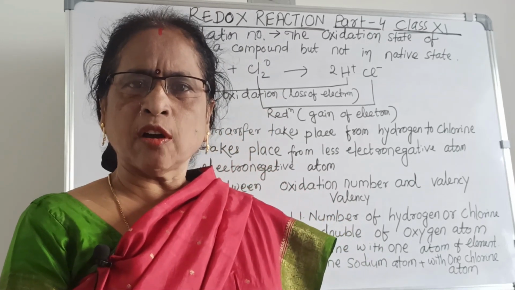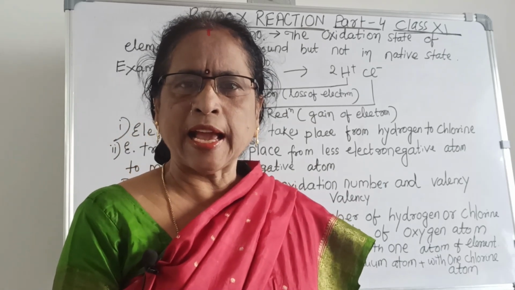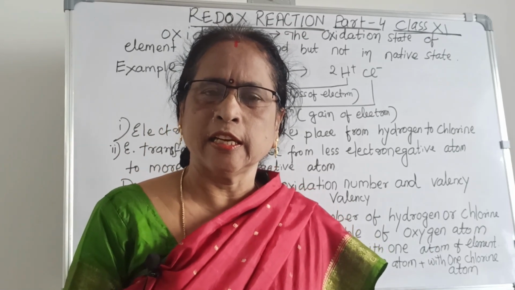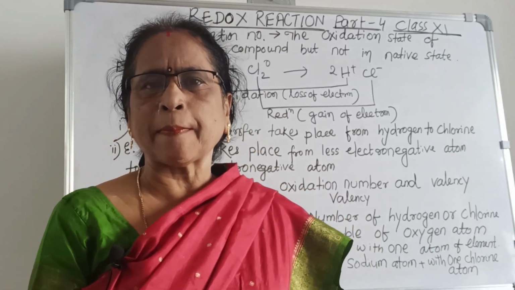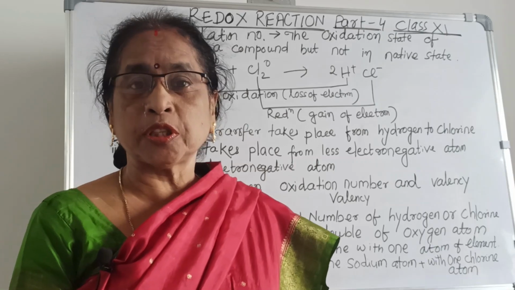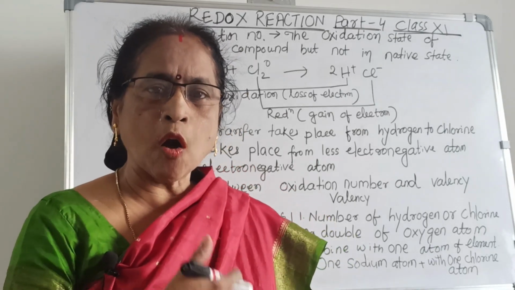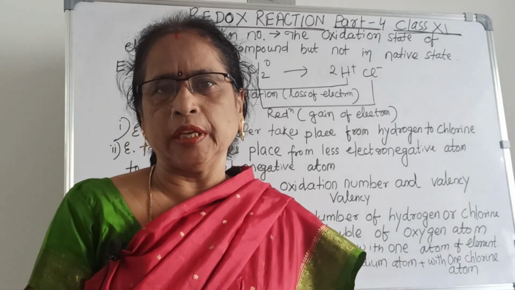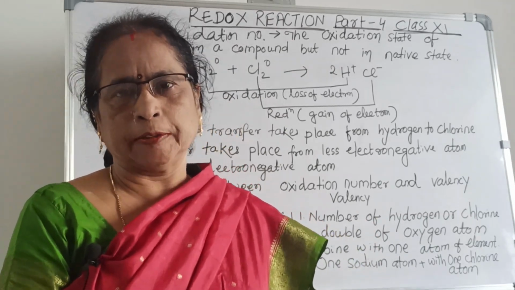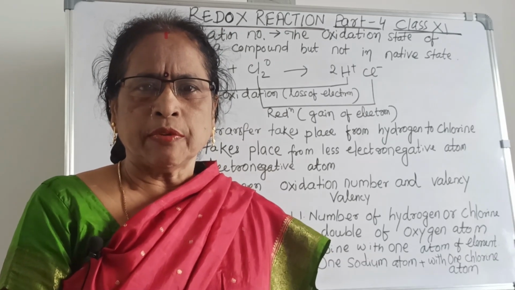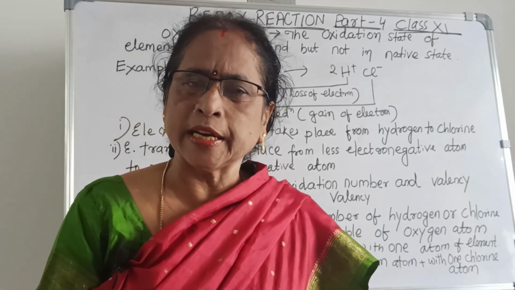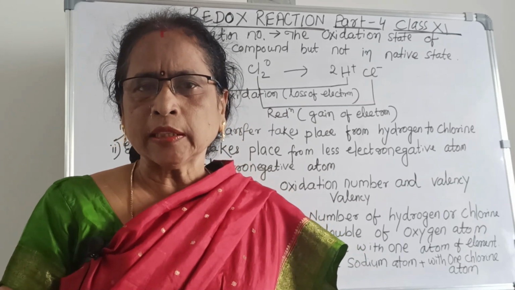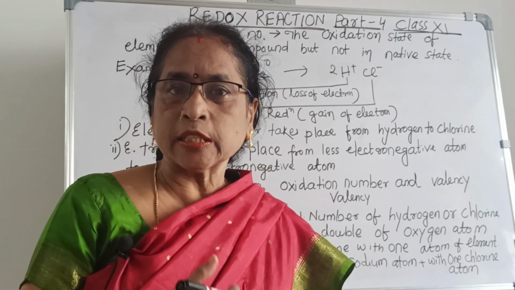When the reaction is not proceeding and the element is in native state, we call that valency. Valency means combining capacity. It has no charge. It shows only how many times it will combine with hydrogen, chlorine or double of oxygen. Now, when we say oxidation number in a reaction, what is the meaning of oxidation number? Because the reaction is proceeding, product is formed.